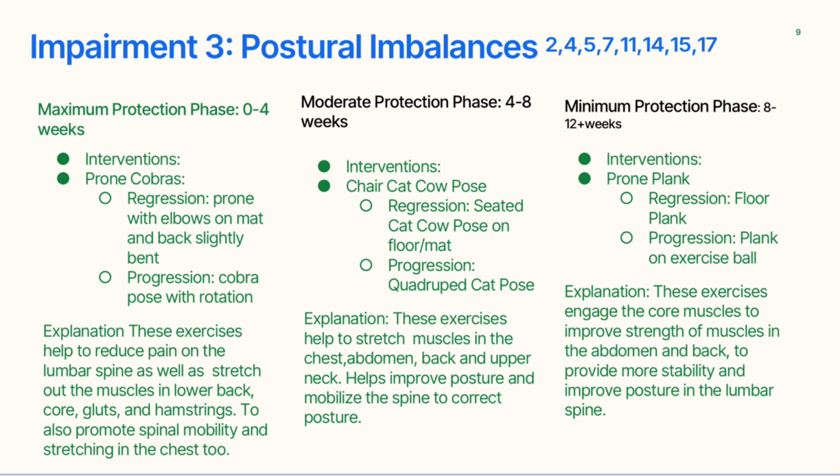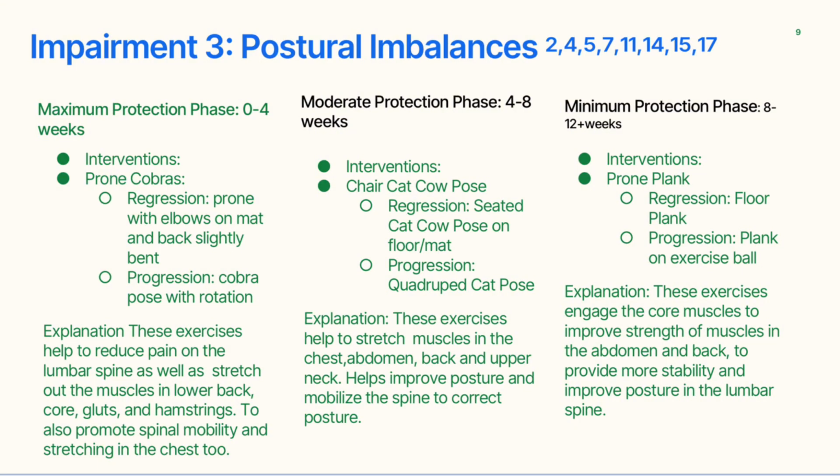A regression of this you can do is still prone, but you're still laying down and not raising up as much. It's also known as sphinx pose. If you think of laying like a cat or like a sphinx statue, it does not put as much load. And then to add a little bit more of a challenge, you can do prone cobra but adding rotation to it to help give more mobility within the spine.